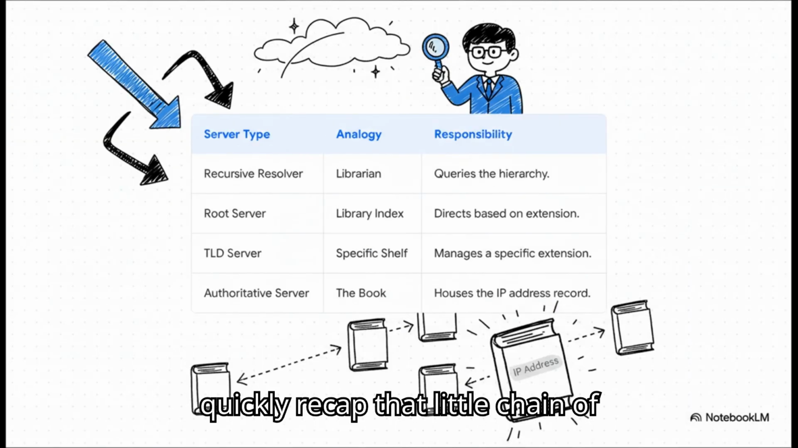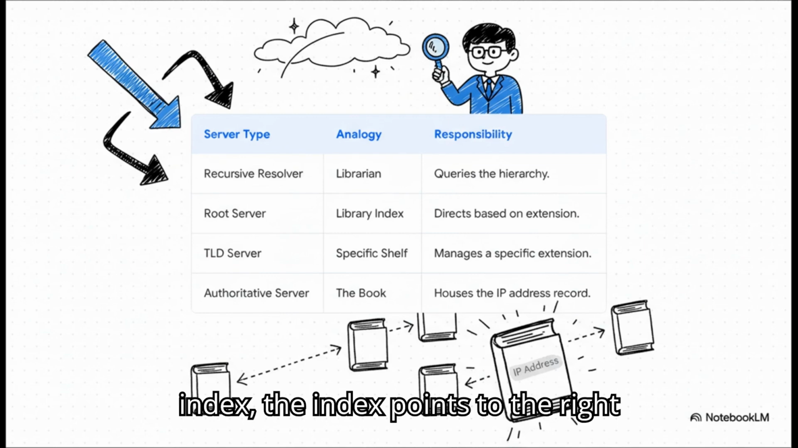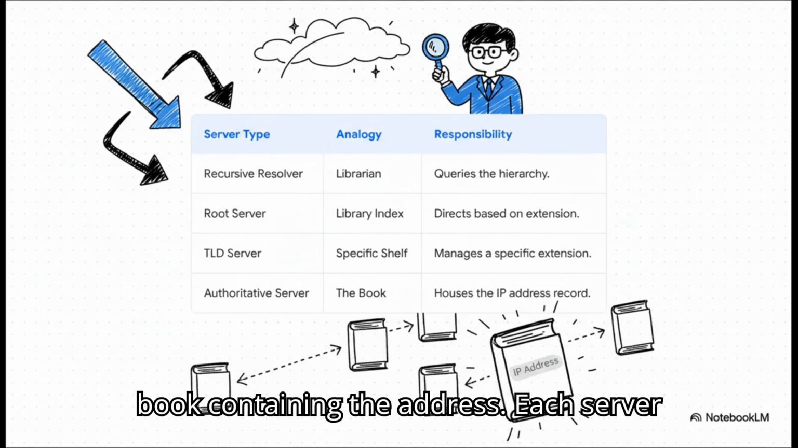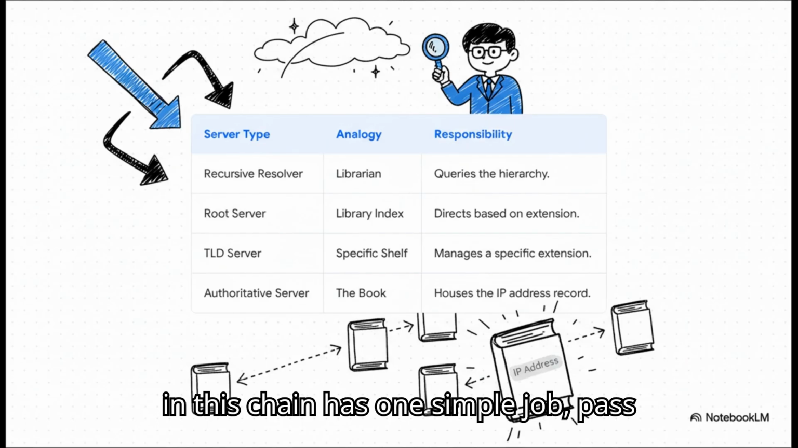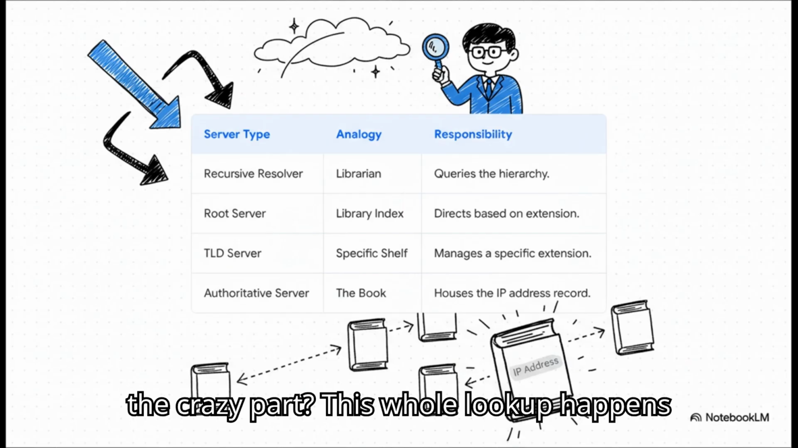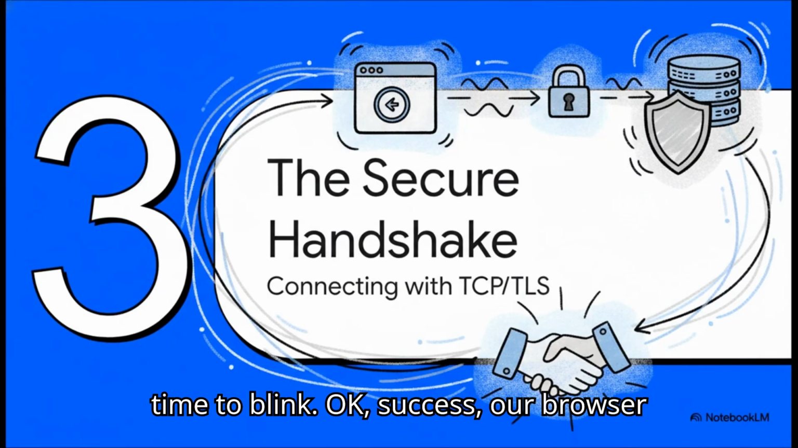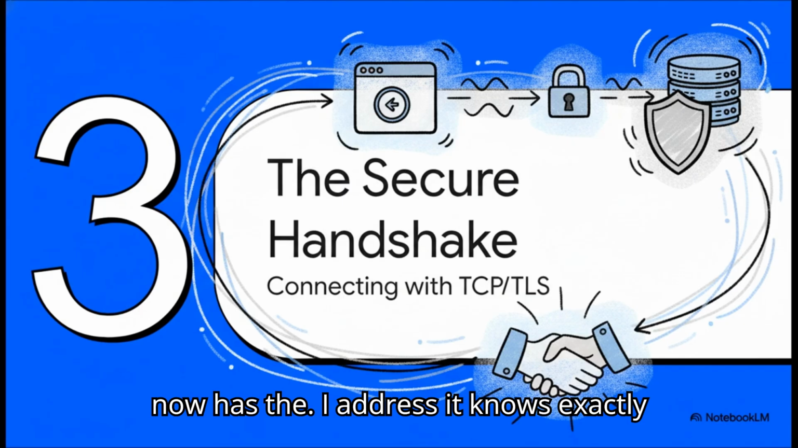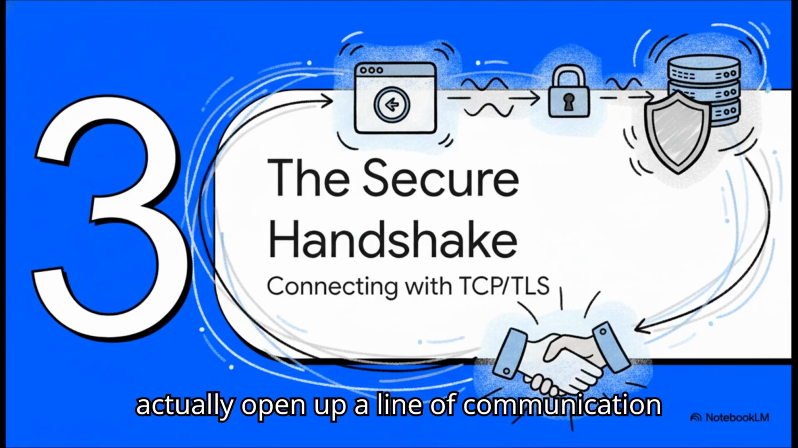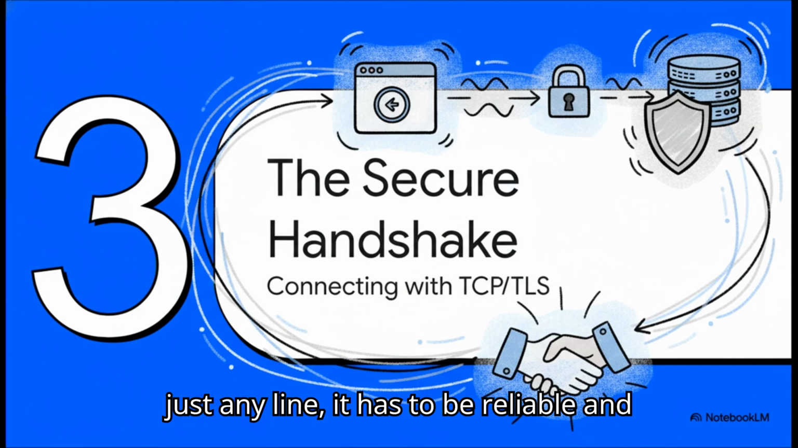So just to quickly recap that little chain of command, the librarian asks the main index, the index points to the right shelf, and the shelf points to the exact book containing the address. Each server in this chain has one simple job: pass the request down to the next level. And the crazy part, this whole lookup happens so incredibly fast, you don't even have time to blink. Okay, success. Our browser now has the IP address. It knows exactly where it's going. The next step is to actually open up a line of communication with the server at that address. And not just any line. It has to be reliable and private.